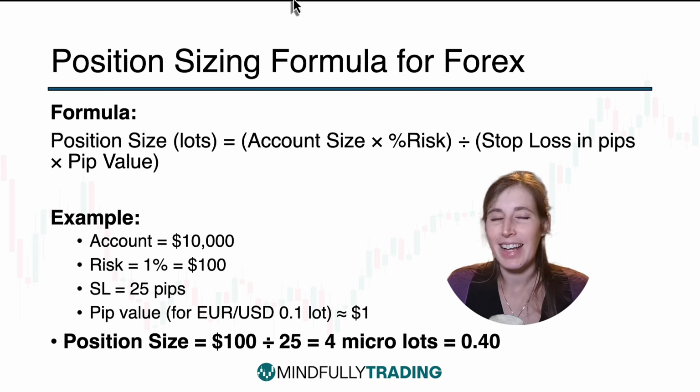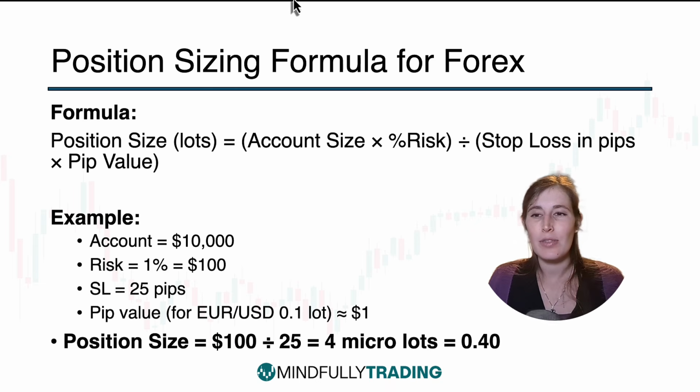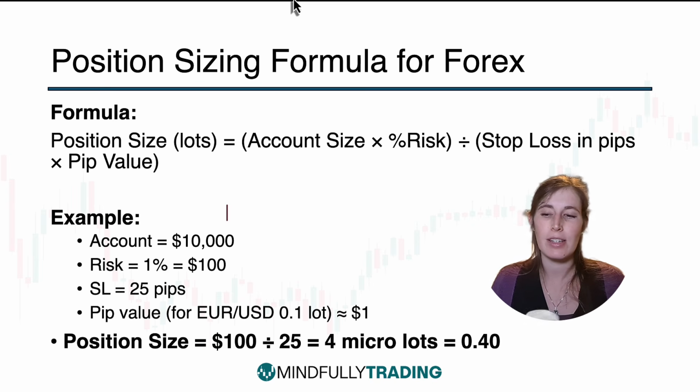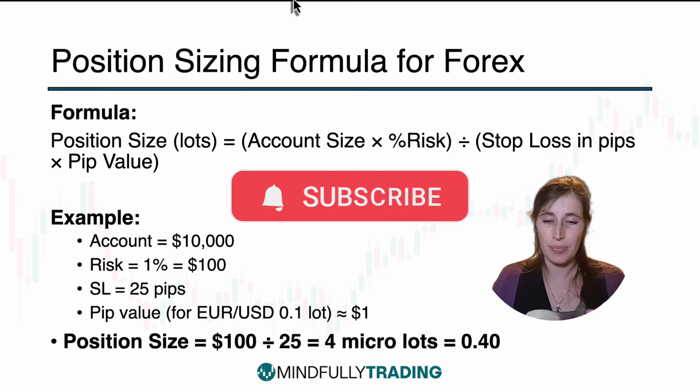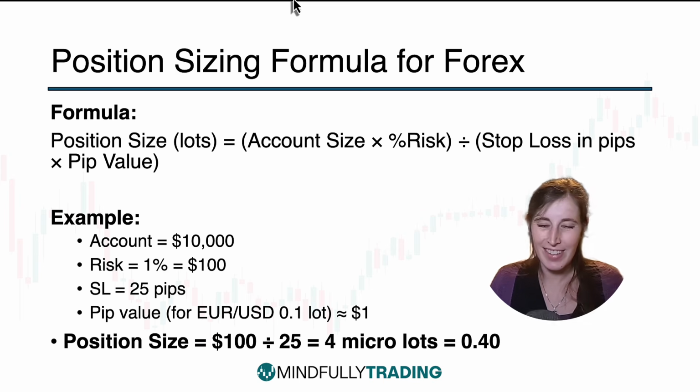For those of you who like the complex stuff, here is the formula on how to calculate your position size for Forex. Position size equals the account size times the percentage risk, divided by the stop loss in pips times the pip value. But it's far easier to use a calculator online.